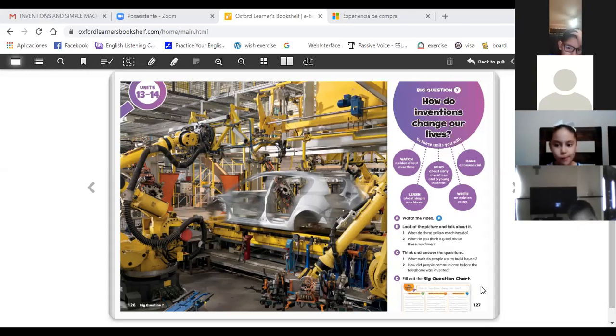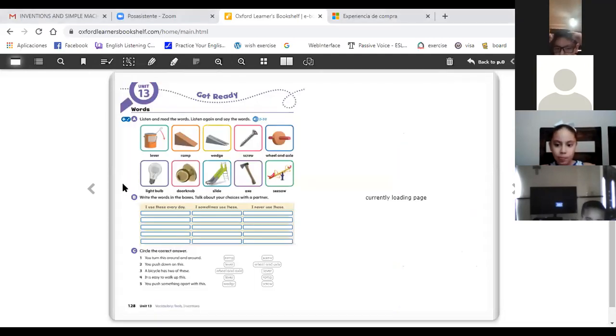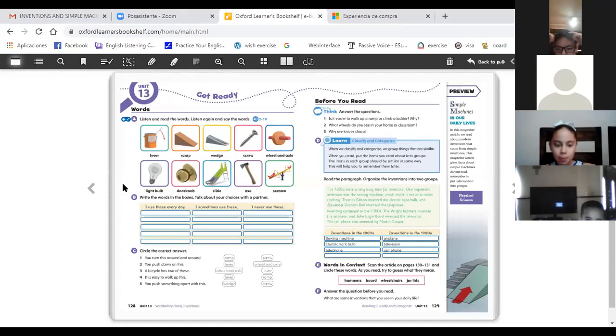Great. So we also have a big question chart like we had in the classroom over here with 3 questions and 3 columns. Okay, and we are going to answer later because I need to prepare a new page. Okay, we are going to continue. We are going to start with the vocabulary.